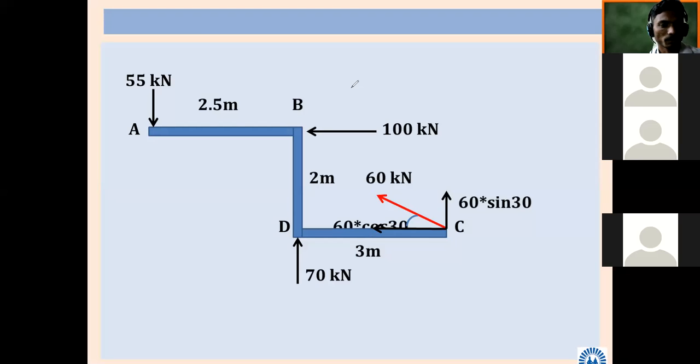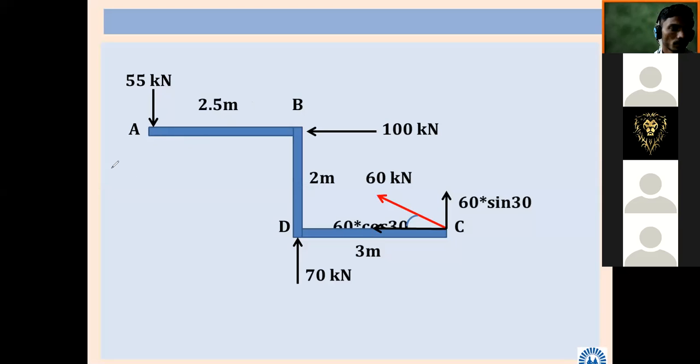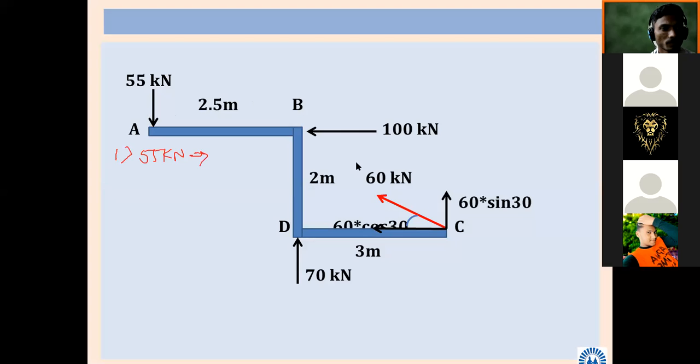So how many forces are there in this system? One, two, three, four. Four forces are there. So the moment at point A due to the 55 kilonewton force, how much is it? Zero. Yes, sir. Likewise, due to the 50 kilonewton force, the moment is zero. What is the reason?